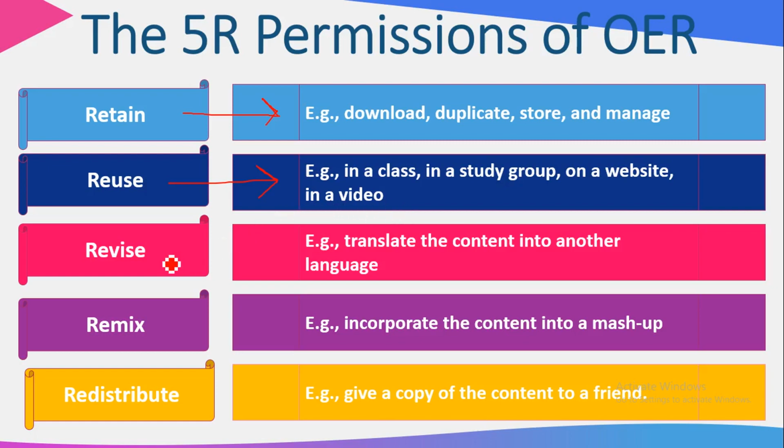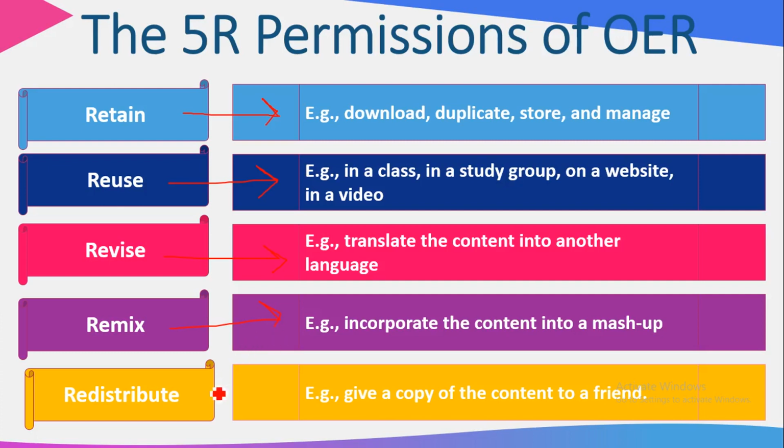The third thing is revision. If I want to translate the content into another language, then that is known as revision. Fine, if something is there in the English language or Hindi language and I want to translate it for other people, then it is making a revision of the content. So you can translate the content into any other language. Remixing means I want to incorporate something into the original content, like adding images to the presentation, then it ends up as a mashup. You are incorporating the content to create new content.